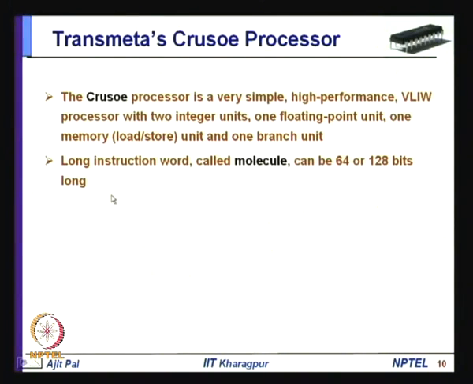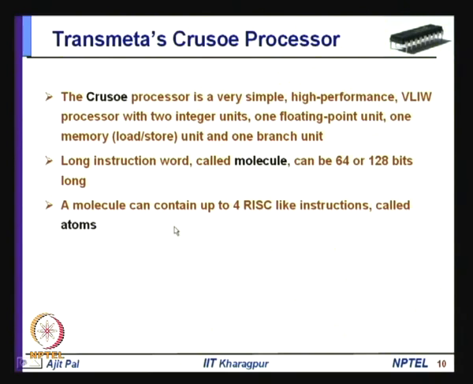How it is done? You see the long instruction word, they call it in Transmeta jargon, is called a molecule. So, the long instruction word called molecule can be 64 or 128 bit. I have already shown the example of 128 bit long instruction, and a molecule can contain up to 4 RISC like instructions called atoms. So, in the jargon of Transmeta, each RISC like instruction is called atom.